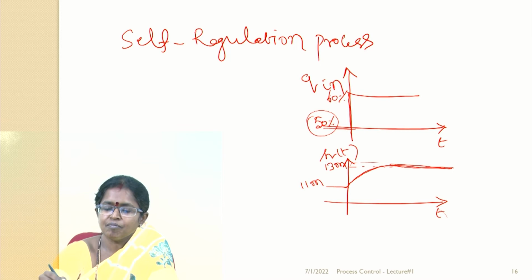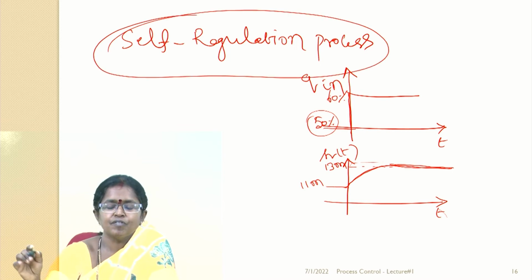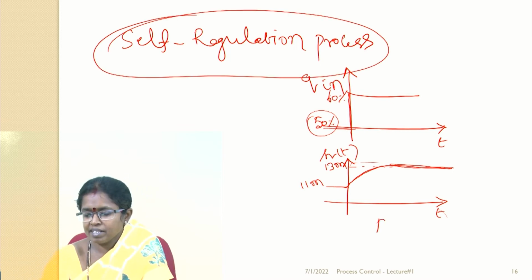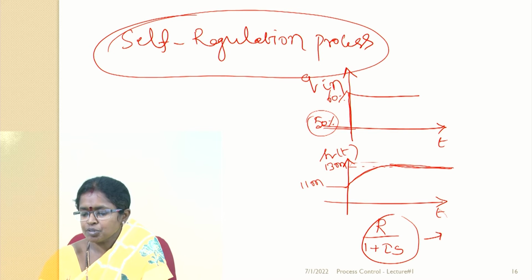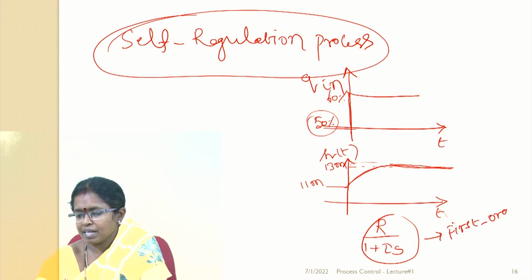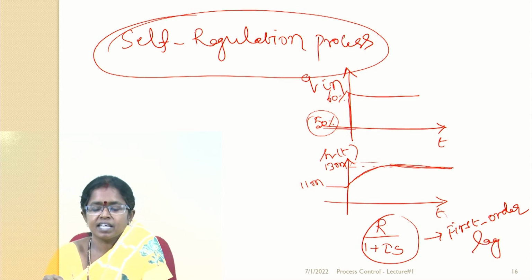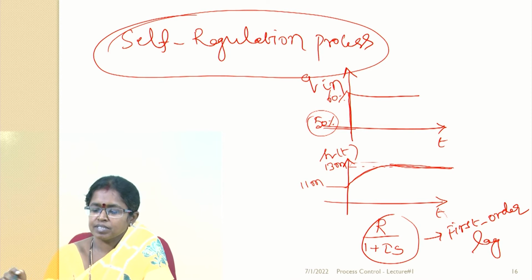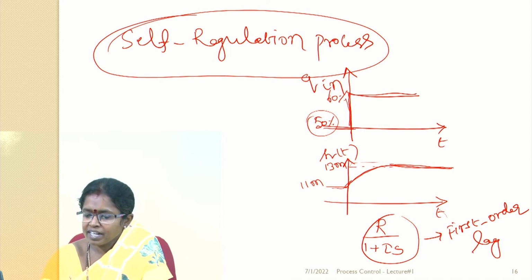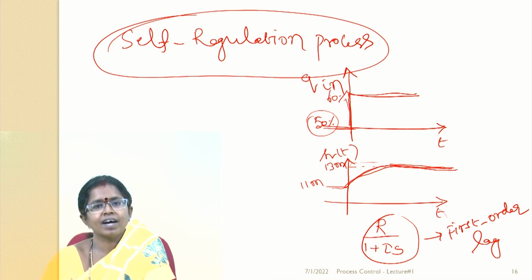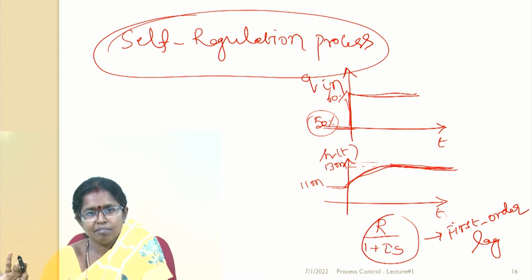So this kind of processes are called as self-regulation process. We derived the transfer function as R divided by 1 plus tau s. This R divided by 1 plus tau s is called as first order lag process, or in other words they are called as self-regulation process. That is, for a sustained change in input, the output will reach some final steady state value. It will be within the limit only.